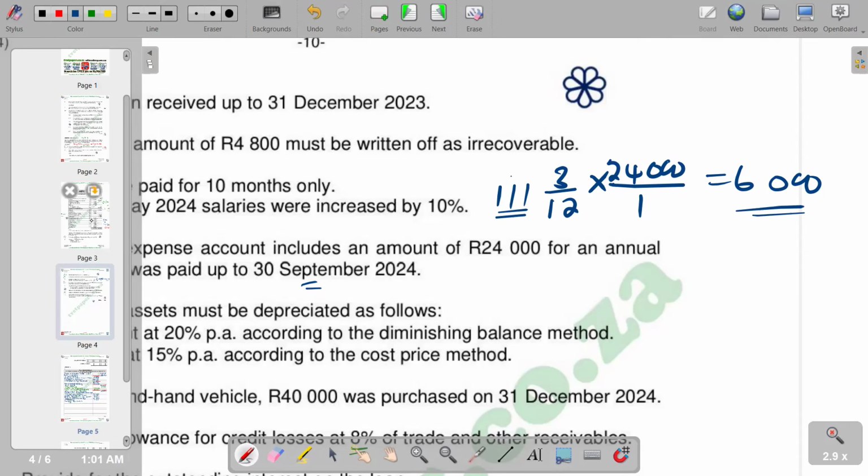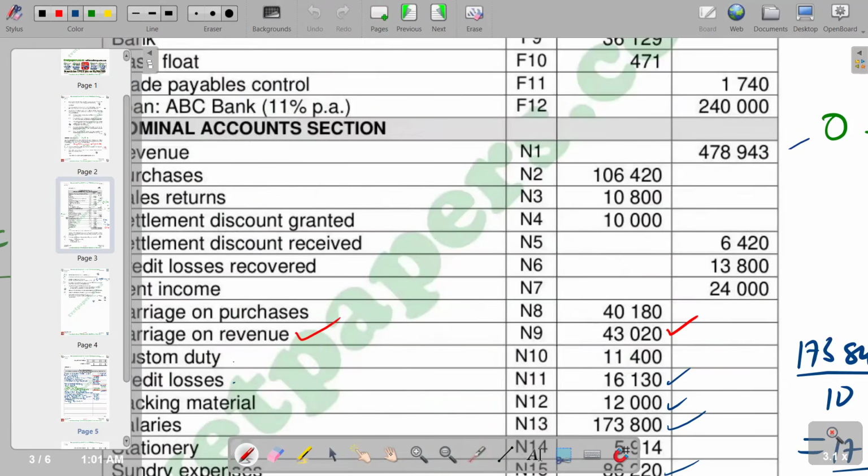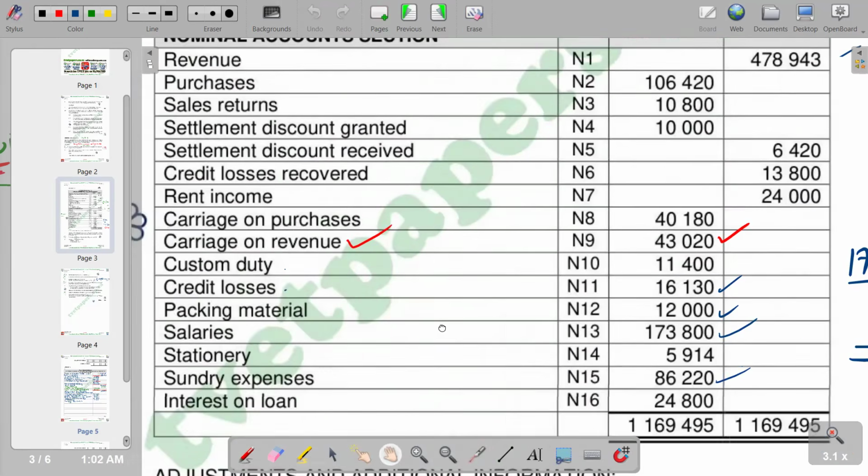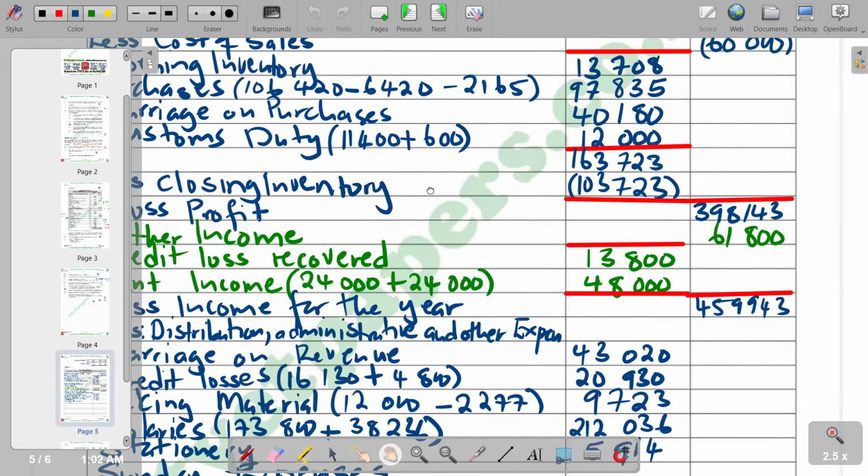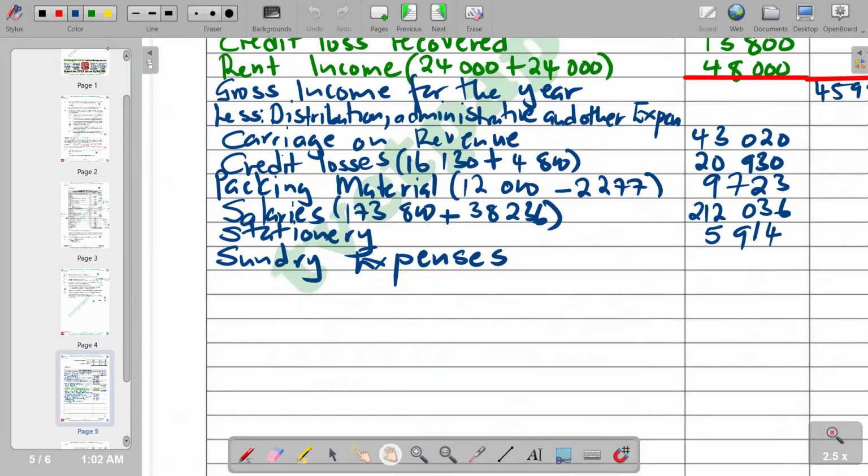So we're subtracting it from the figure for sundry expenses, which is 86,220. So in brackets, we are saying 86,220 minus 6,000. And then we get your answer as 80,220.